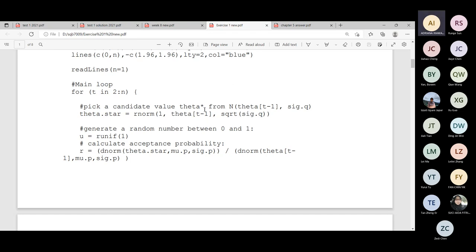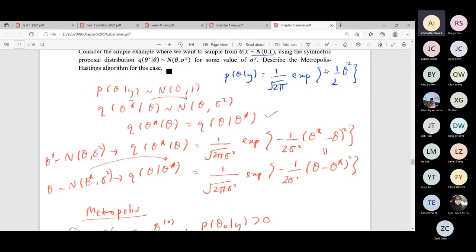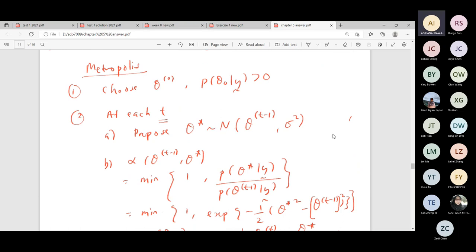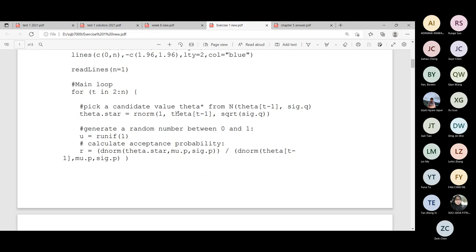Okay, so anyway, this is your theta t. So this is actually your proposal. If you see over here, this is this part. This is proposed for theta from a normal, where the mean is theta t minus 1 and the variance is sigma square. So this is the proposed part. You actually propose here, this is the mean, this is the standard deviation, right, not the variance.